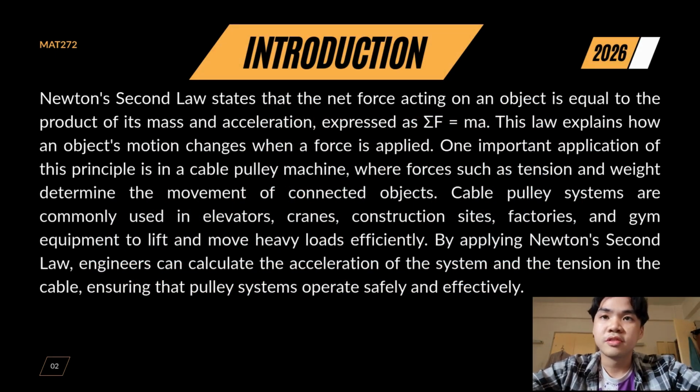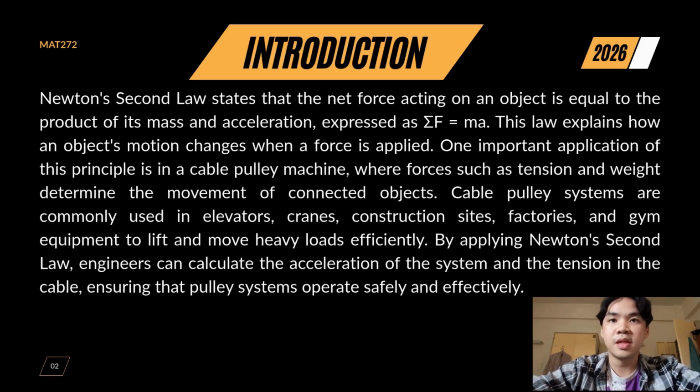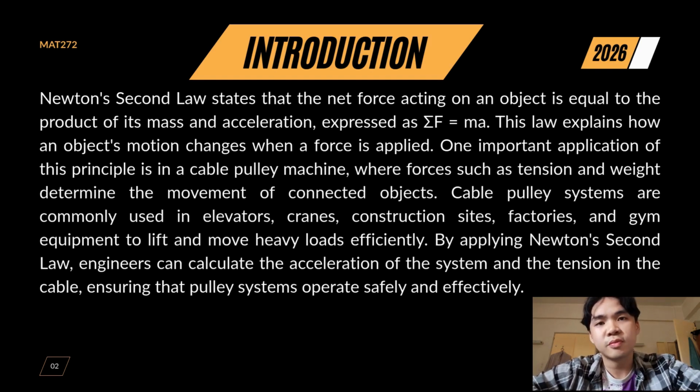Now, moving on to the introduction. Newton's second law states that the net force acting on an object is equal to the product of its mass and acceleration, expressed as the sum of F equals ma. This law explains how an object's motion changes when a force is applied. One important application of this principle is in a cable pulley machine, where forces such as tension and weight determine the movement of the connected objects.